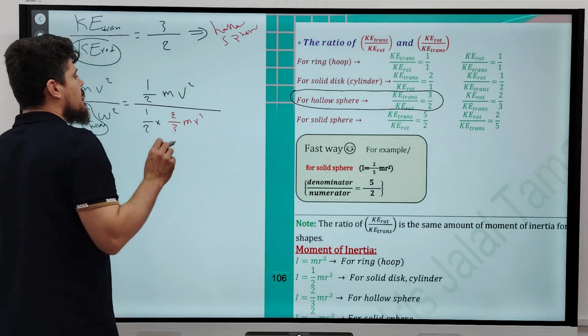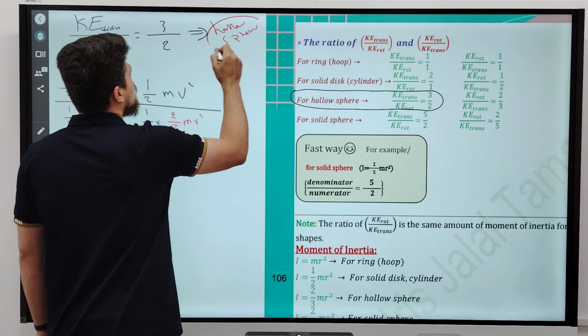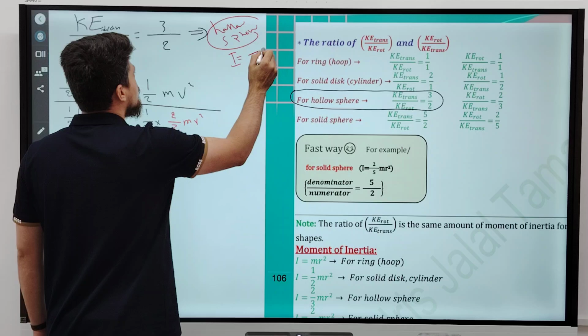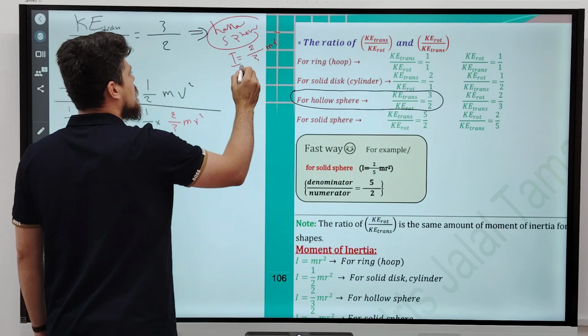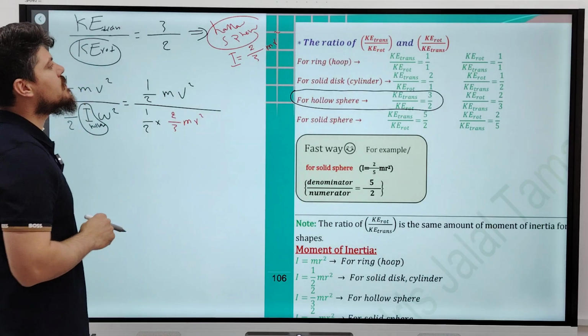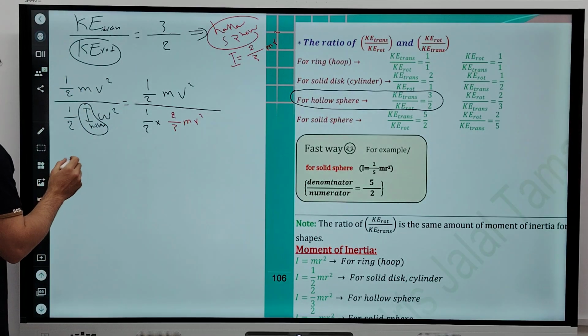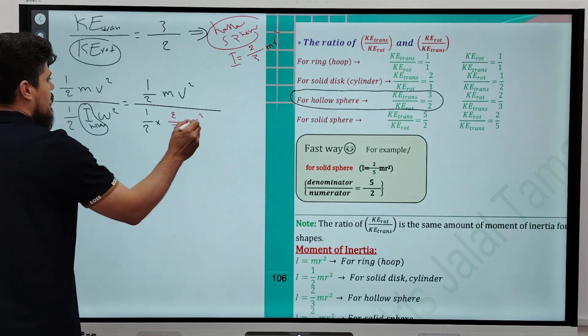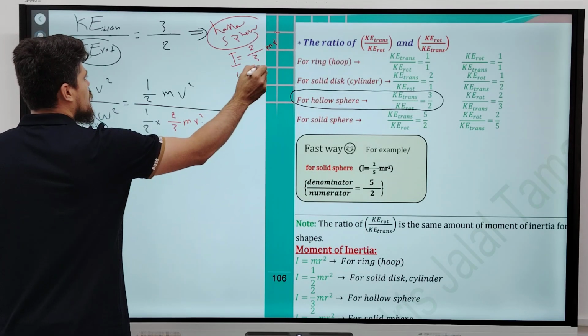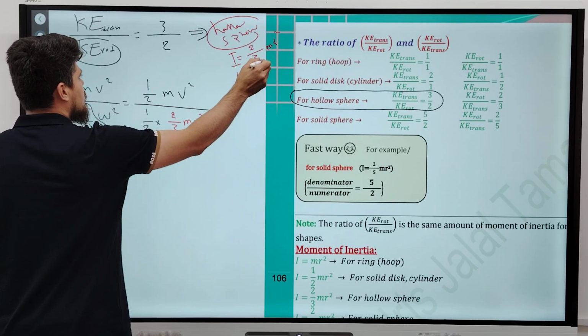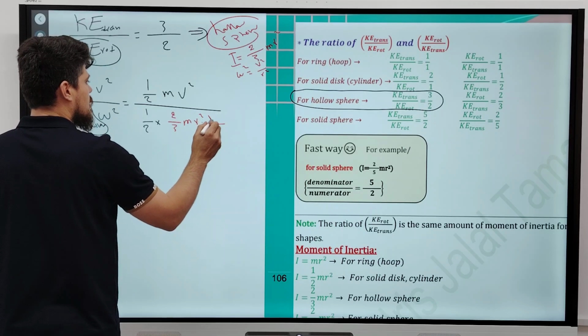Be careful. The student must keep in mind that the moment of inertia for the hollow sphere we studied is equal to 2/3 mr squared. For the solid sphere it is equal to 2/5 mr squared. Now, times omega squared. Omega is equal to v/r. What about omega squared? v squared over r squared.